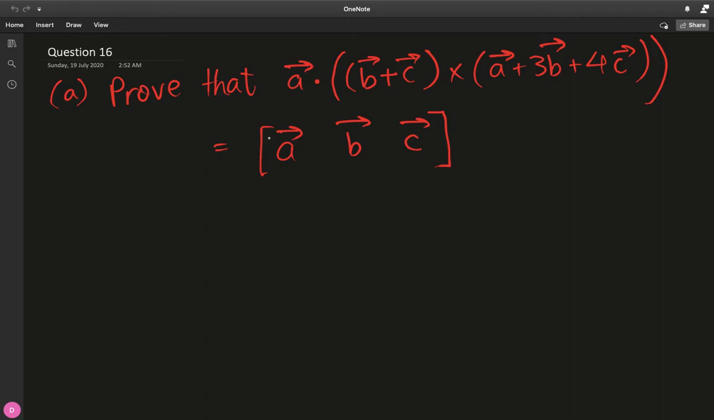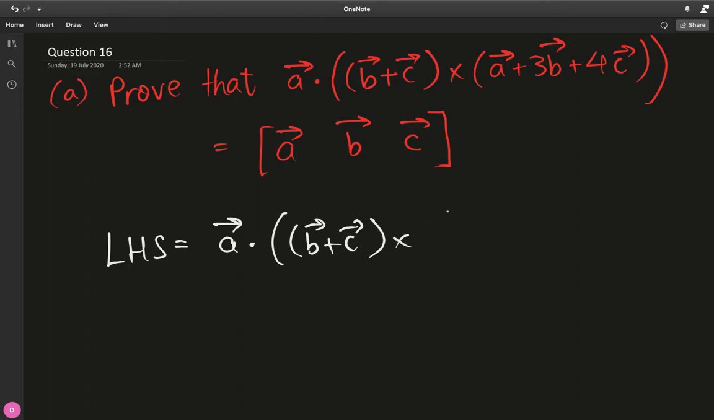We need to prove that A vector dotted with this quantity, B vector plus C vector cross A vector plus 3B vector plus 4C vector, is equal to the scalar triple product of A vector, B vector and C vector. So just to start, let's write our left hand side. It's equal to A vector dotted with B vector plus C vector cross A vector plus 3B vector plus 4C vector.